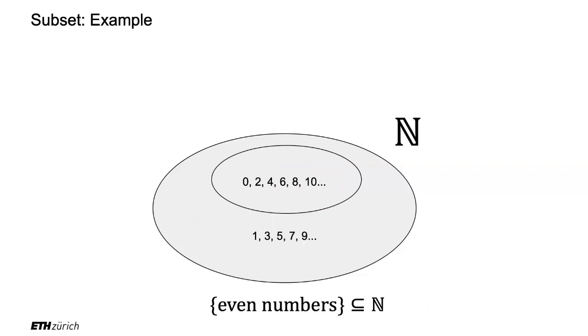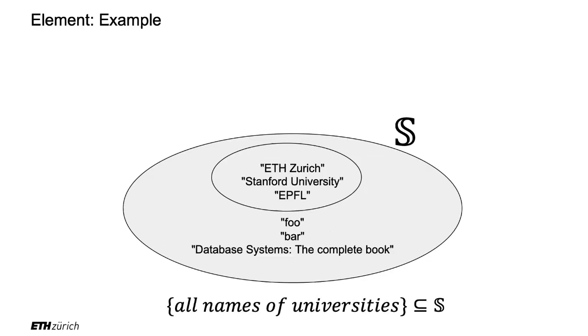For example, we can consider the set of even numbers, and that set is a subset of the set of all non-negative integers. Okay, who is with me so far? Who finds it easy? Okay, good. All right, another example is that if we consider a set of university names, like ETH Zurich, Stanford, MIT, EPFL, NUS, and so on, Tsinghua. So this set of universities is a subset of the set of strings. That's another example that starts looking more like data, actually.